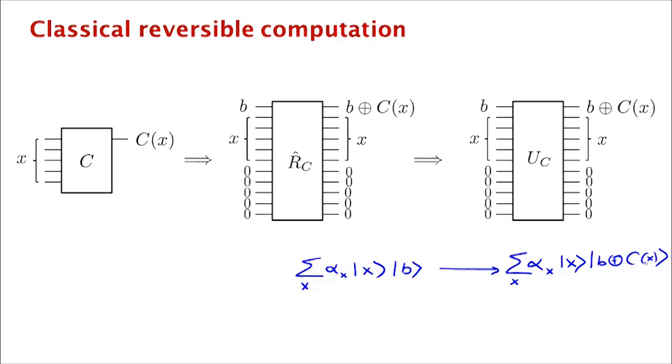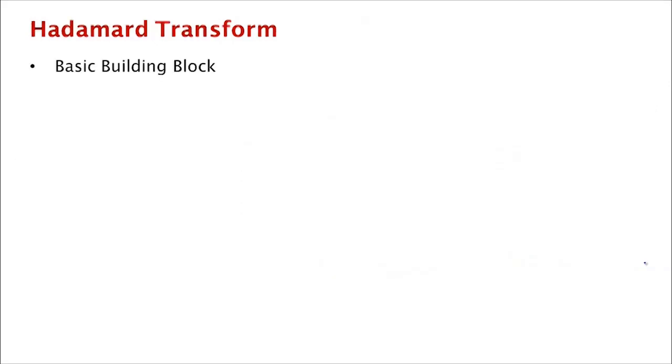Now, this is one of the basic primitives for quantum computation, the fact that we can compute anything that we can compute classically, we can compute in superposition. But this is not yet enough. We need one more ingredient, and the crucial ingredient turns out to be the Hadamard transform.